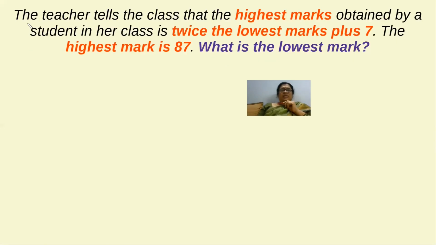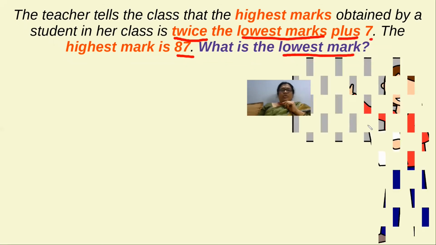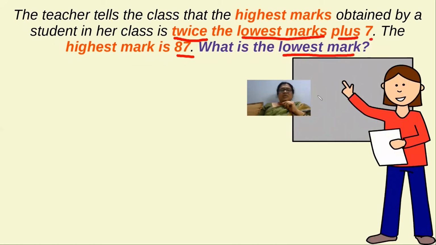Now here, look at this problem. The teacher tells the class that the highest mark obtained by a student in her class is twice the lowest mark plus 7. The highest mark is given, how much is it? 87. What is the lowest mark? When you read the question, look at the last word. What is the last word? It is lowest mark.